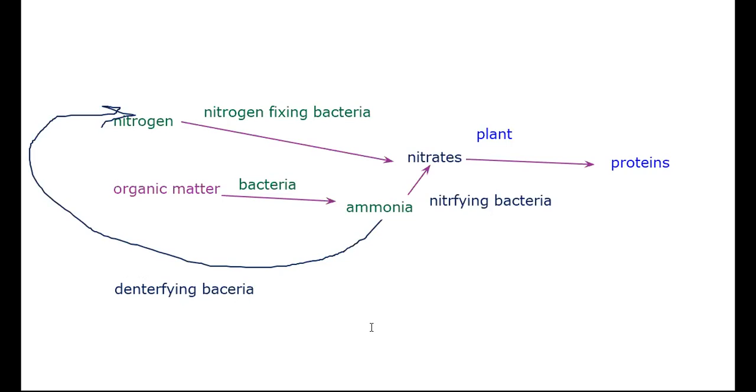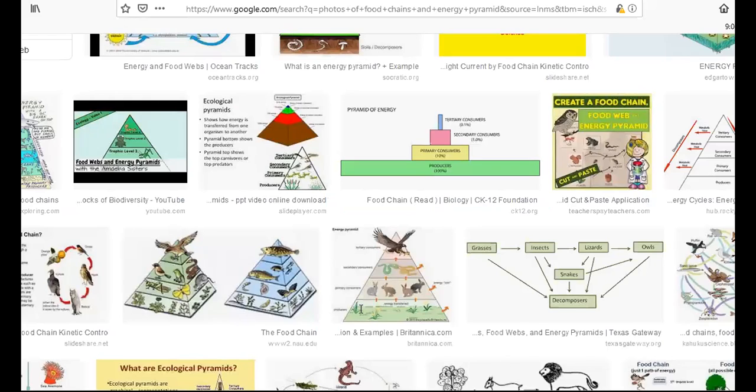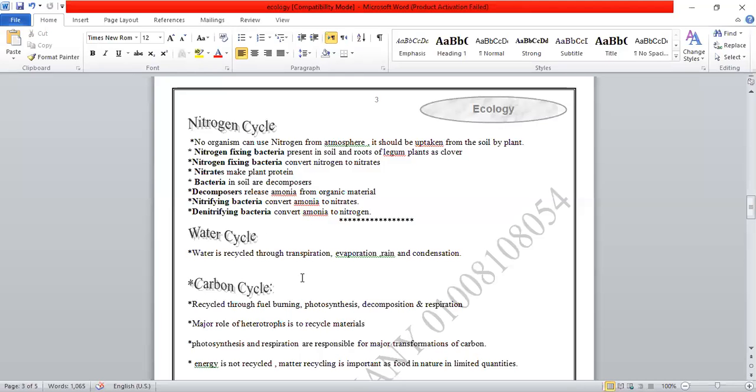Understand the nitrogen cycle? This is the nitrogen cycle. Let's see the other cycles. The water cycle. The water is recycled through transpiration, evaporation, rain, and condensation.